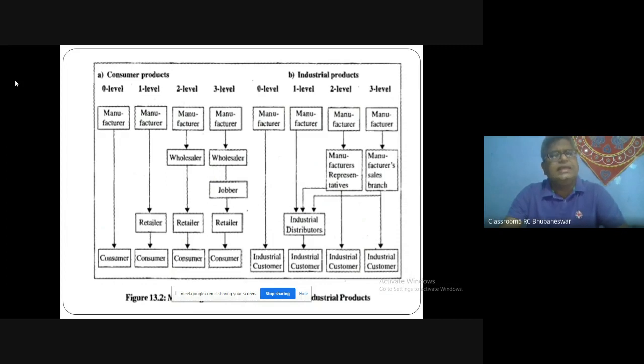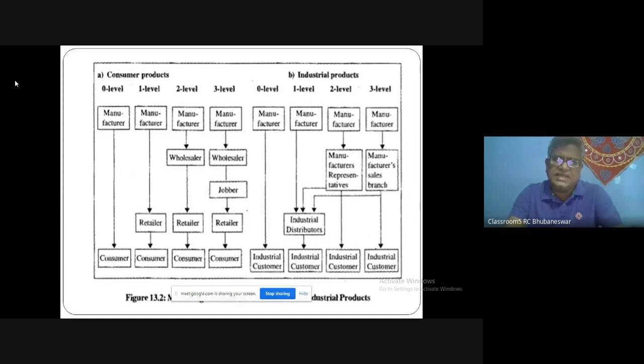My dear students, if you divide the product into consumer product and industrial product, then in consumer product, zero level is manufacturer to customer. Look at my slide: in one level, it is manufacturer through a retailer to customer, or directly manufacturer to customer. In two levels, it is manufacturer, wholesaler, retailer, customer. In two level, a wholesaler is there and a retailer is there. These are the two middleman parties.